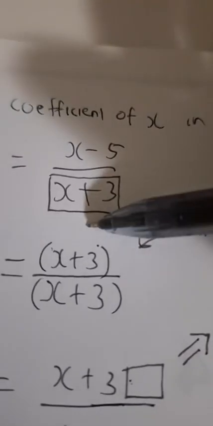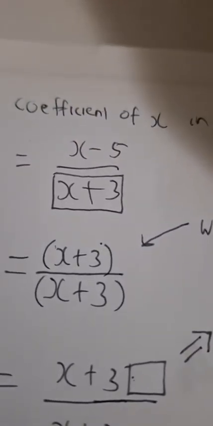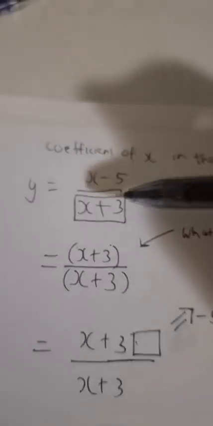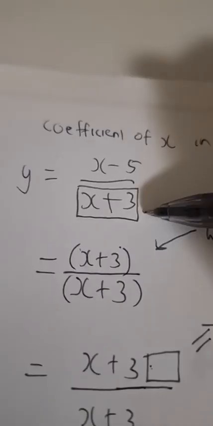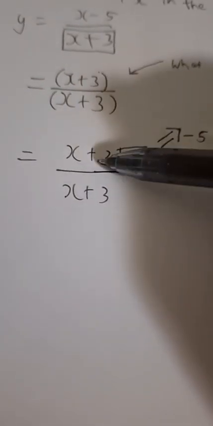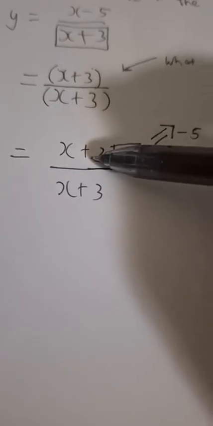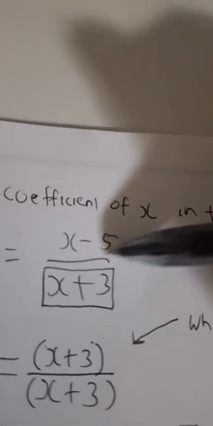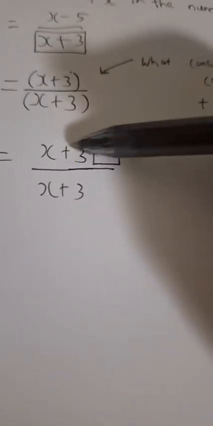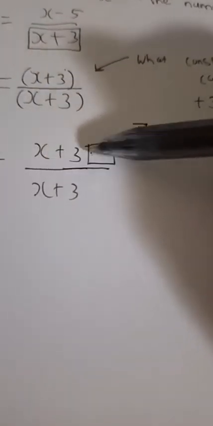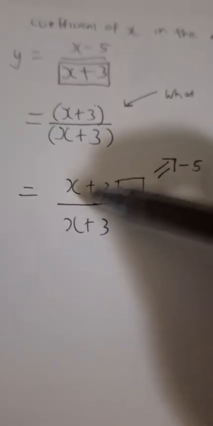Okay, so I repeat again. We have x minus 5 over x plus 3, right? You see that? Now, all I did is I took this x plus 3 as it is, and I simply wrote the same x plus 3 in the numerator. Now, I still want to get a negative 5 for my constant term. So my question is, what do I add or subtract to plus 3 to get negative 5? What do I add to 3?